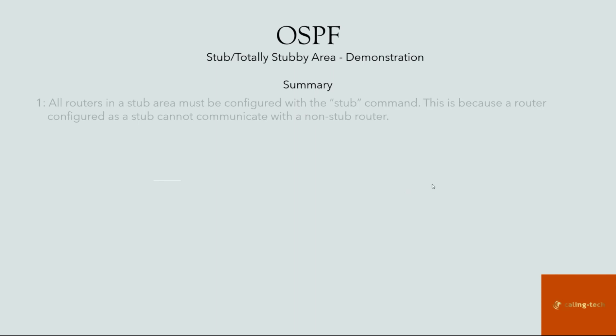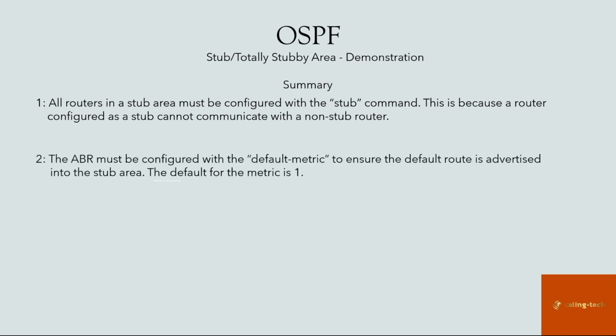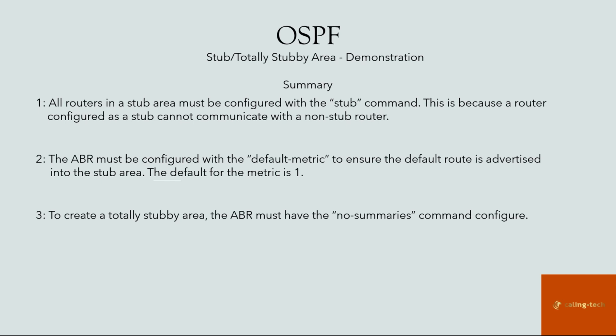To quickly summarize, all routers in a stub area, as it states here, must be configured with the stub command. As I noted during the configuration work, that is because a stub router cannot communicate with a non-stub router. The ABR, the area border router, must be configured with the default metric to ensure the default route is advertised into the stub area. If it's not configured, then the stub area won't get the default route. The default for the metric is 1. To create the totally stubby area, we have to configure the no summaries command on the ABR.